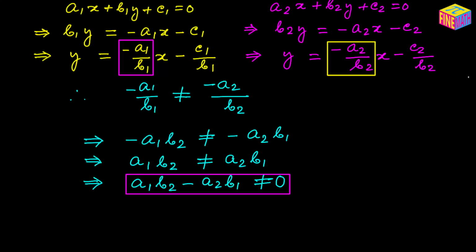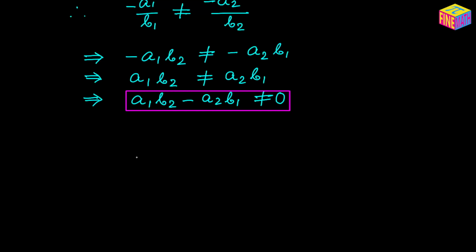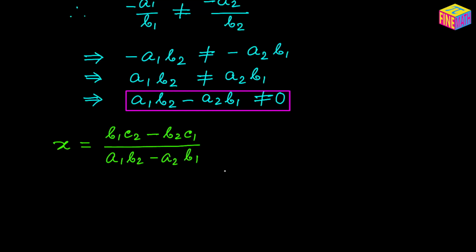Also, if you remember the cross multiplication method of finding solutions of a set of two simultaneous linear equations, the solution is going to look like this. For these two equations, the value of x would be b sub 1 times c sub 2 minus b sub 2 times c sub 1 over a sub 1 times b sub 2 minus a sub 2 times b sub 1. And the value of y is going to be like this. It would be c sub 1 times a sub 2 minus c sub 2 times a sub 1 over a sub 1 times b sub 2 minus a sub 2 times b sub 1.